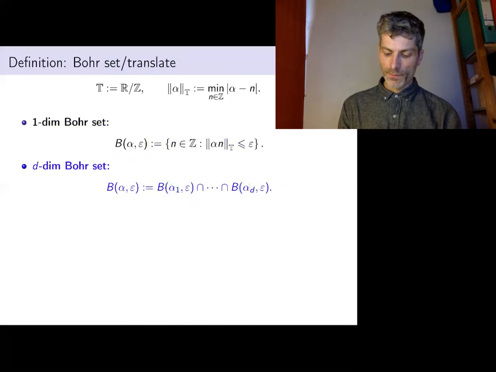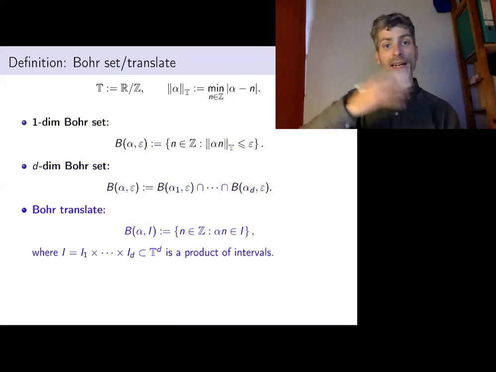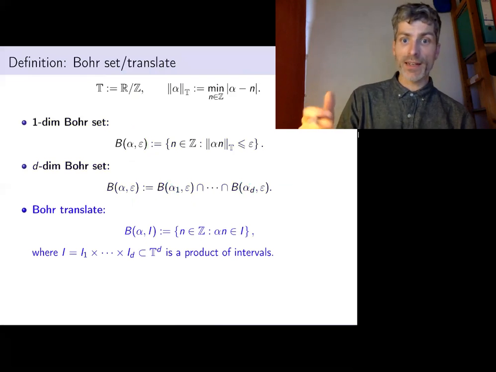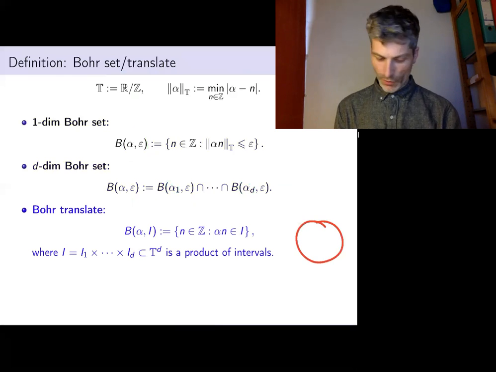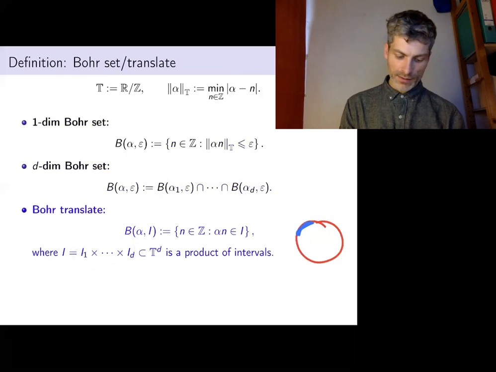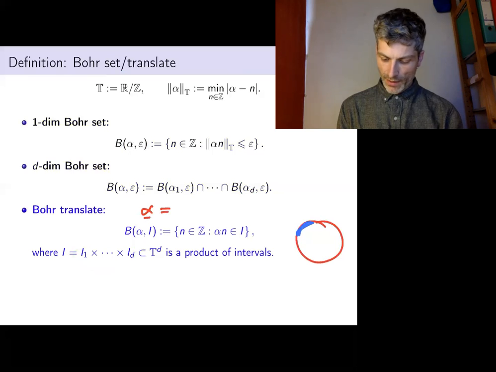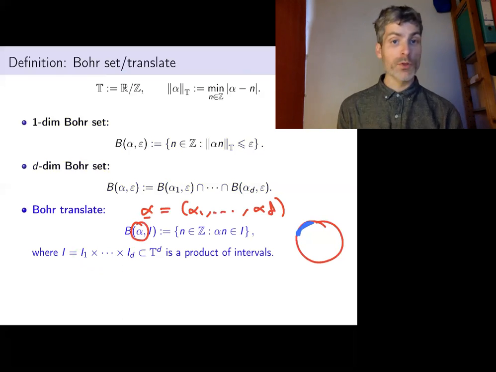but the same radius. Using this notation, a Bohr translate is just taking a different arc, not necessarily an arc around the identity. So a Bohr translate would be, you've got your circle, and you take a different arc and pull that back to the integers homomorphically. A d-dimensional Bohr translate is when we take a Cartesian product of intervals, and alpha here is a vector, a d-dimensional vector of frequencies. Okay, that's what I'm going to call a Bohr translate.